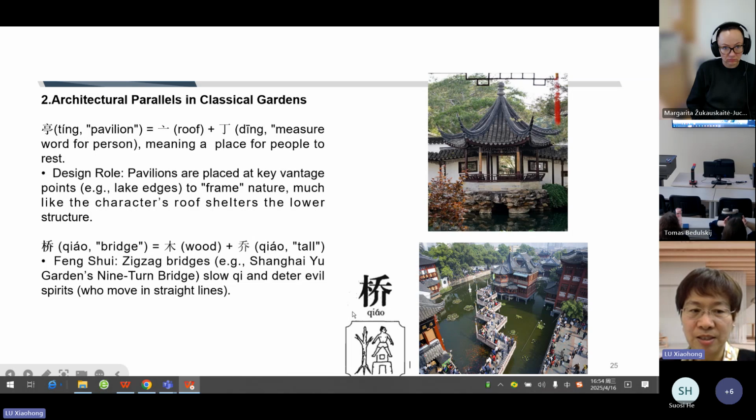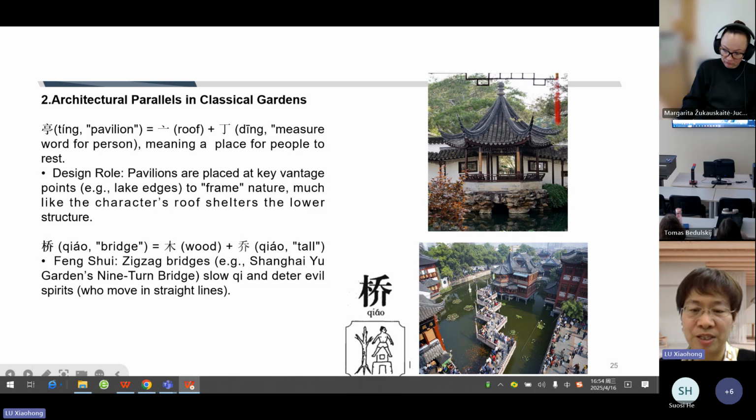So as for feng shui, they usually have this zigzag bridge. For example, here is Yuan Garden in Shanghai. If you visit Shanghai, you must visit Yuan Garden. You can find this zigzag bridge. We call it the nine-turn bridge. It has nine turns. So the purpose of this zigzag is also that it follows the feng shui principle.